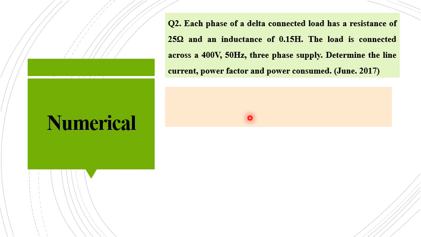So first of all, let's write the given parameters. It is given that R phase is equal to 25 ohm, L phase is equal to 0.15 Henry. Then the supply voltage is given, that means the line voltage is given. Line voltage is equal to 400 volt and the supply frequency is 50 Hz. In order to find the line current, first we need to find the phase current, because the impedance per phase value is what is given. So first we need to find the phase current, then only we can find the line current.